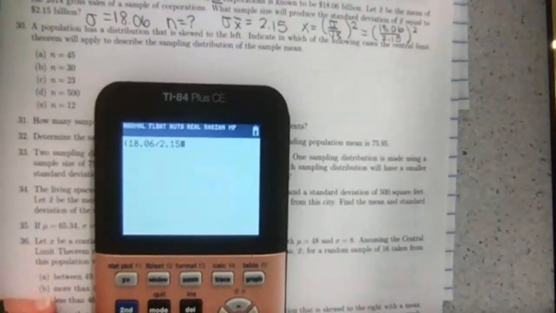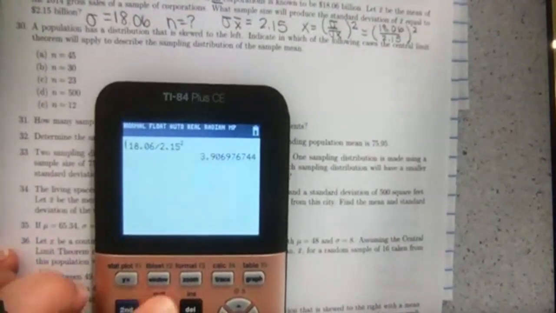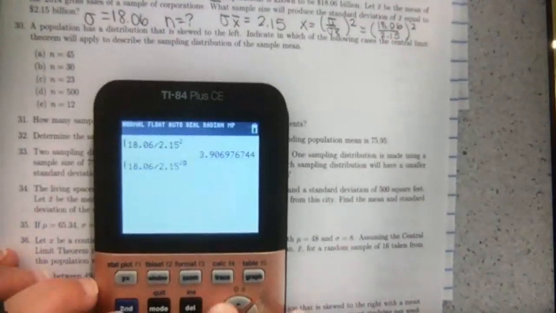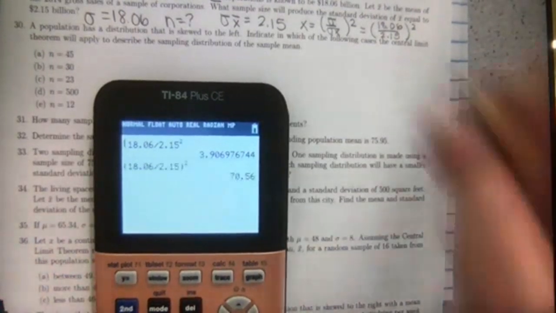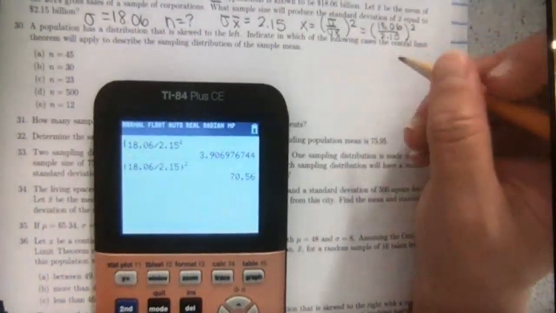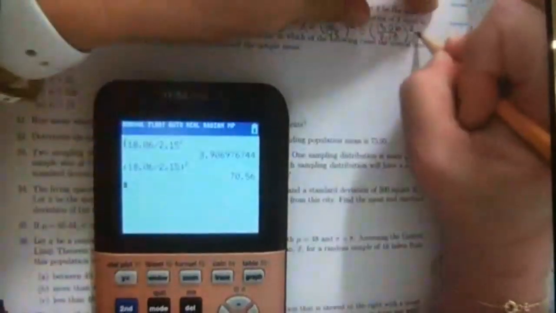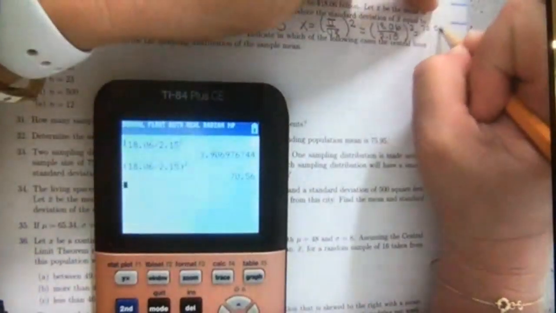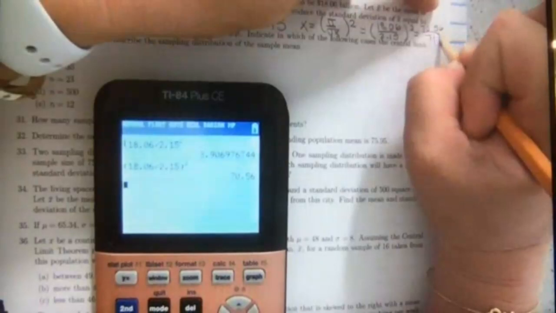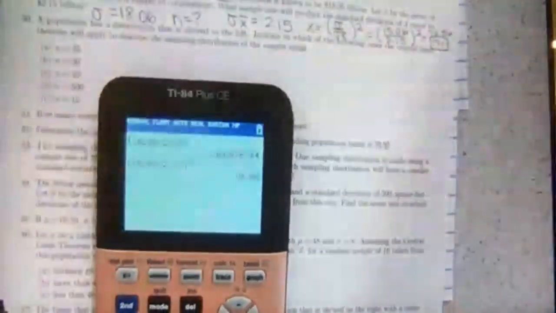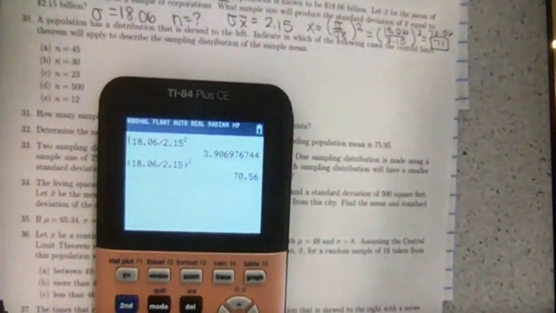In our calculator, that will give us 70.56. Remember we talked about finding our n value: always round up no matter what. So our answer will be 71.